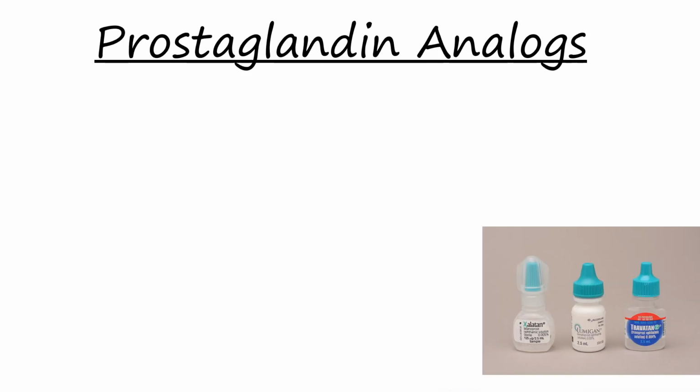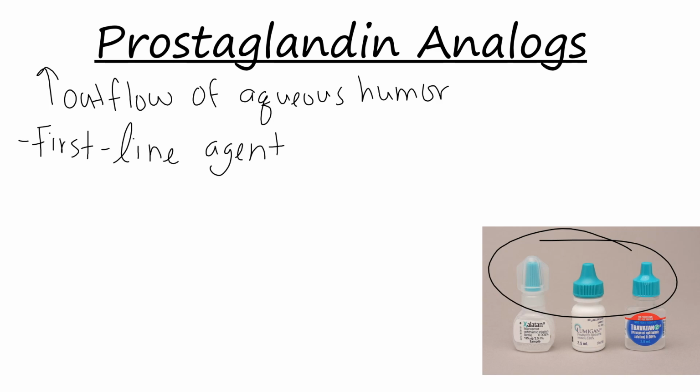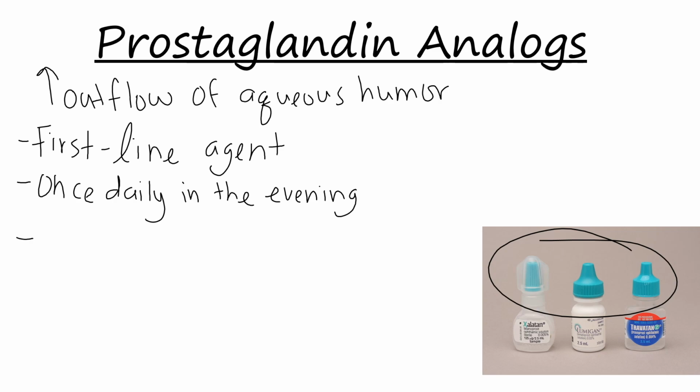The next group of medications includes those that increase the outflow of aqueous humor, or the prostaglandin analogs, such as latanoprost. Prostaglandin analogs typically have a teal cap and are used generally as a first-line agent. They're typically dosed once a day in the evening and are relatively cheap and effective at lowering intraocular pressure with about a 25 to 35% reduction.